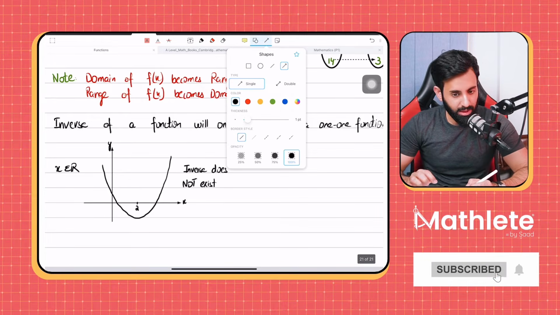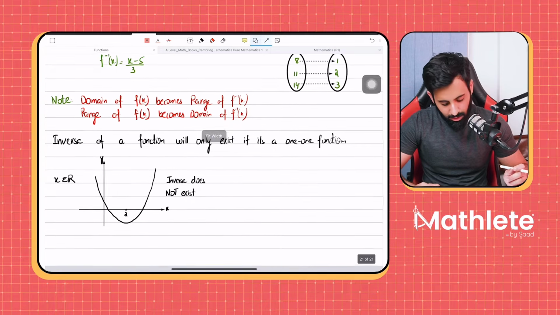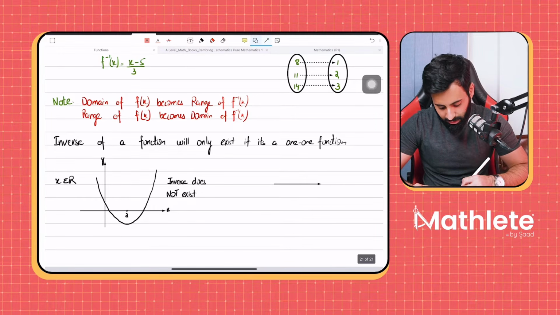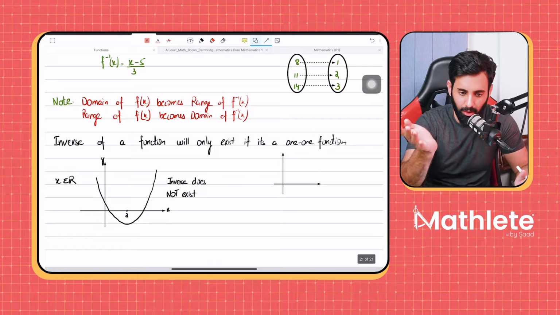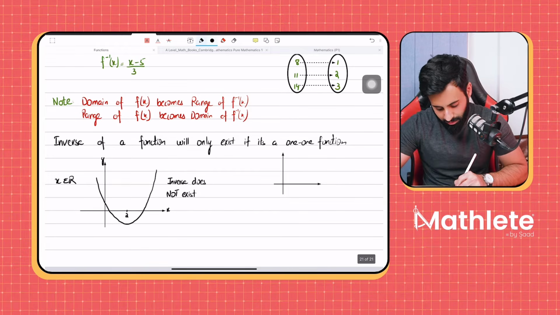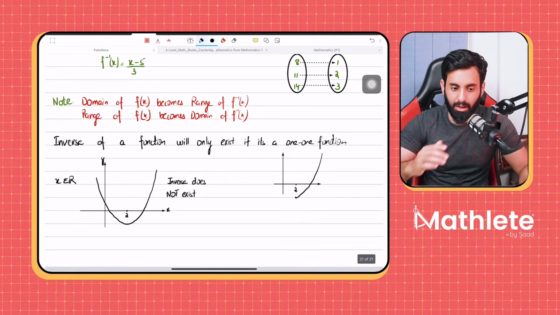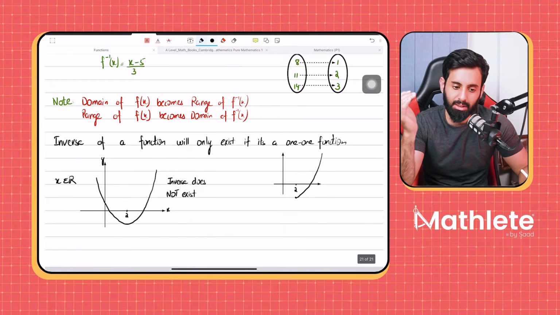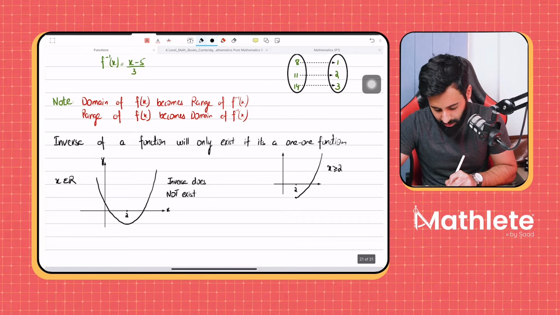Questions like these are very common. But something can be done to the domain so that the inverse exists. We can alter the domain slightly so that the inverse will exist. And we have two options. Either we keep the half that's after the x-coordinate of the turning point or before. So what if I keep the half that is after the x-coordinate of the turning point? Then I'm looking at something like this. Now it's become an increasing function. And if it's an increasing function, that means it's a one-to-one function. And if it's a one-to-one function, what happens as a result? The inverse exists.